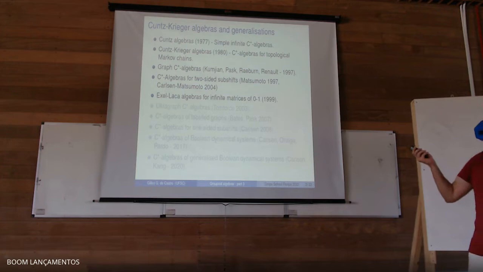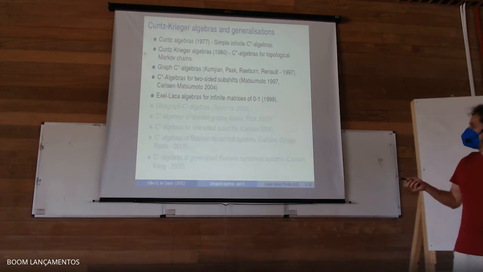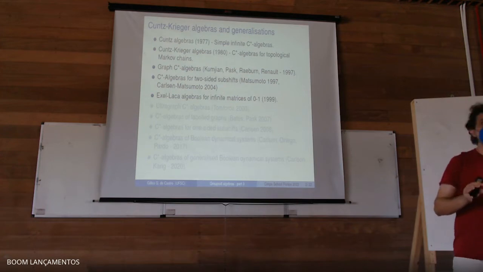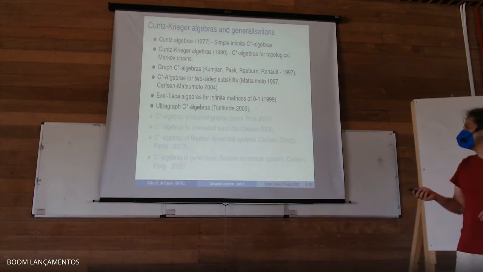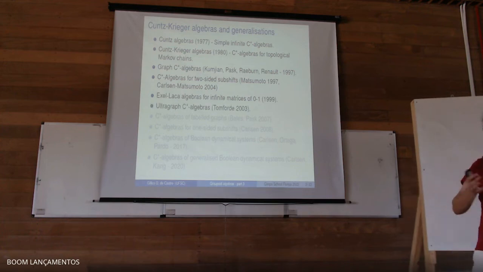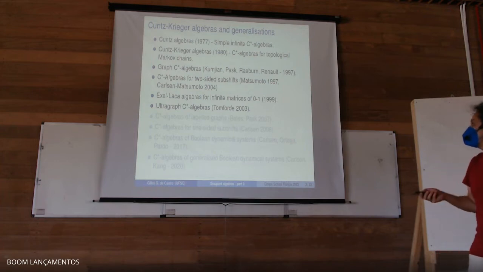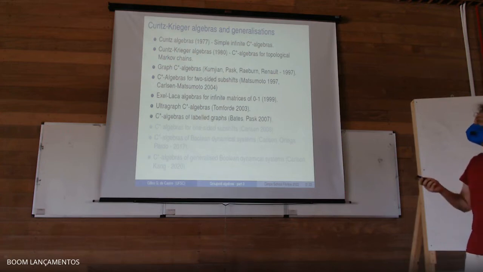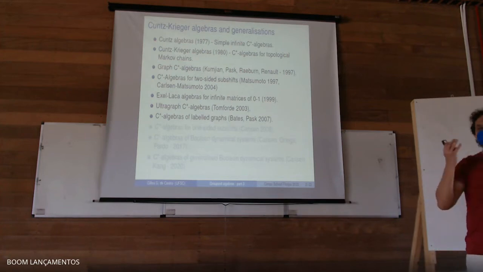Then again, these algebras can be defined using a finite matrix of 0s and 1s, so you can go for infinite matrices. And then it turned out that these algebras from infinite matrices and infinite graphs are not exactly the same class of algebras. There are some differences. So Tomforde generalized these two into a new class of algebras that include all the previous ones, except for the shift algebras. And then Bates and Pask defined this algebra for labeled graphs, which includes all the previous ones.